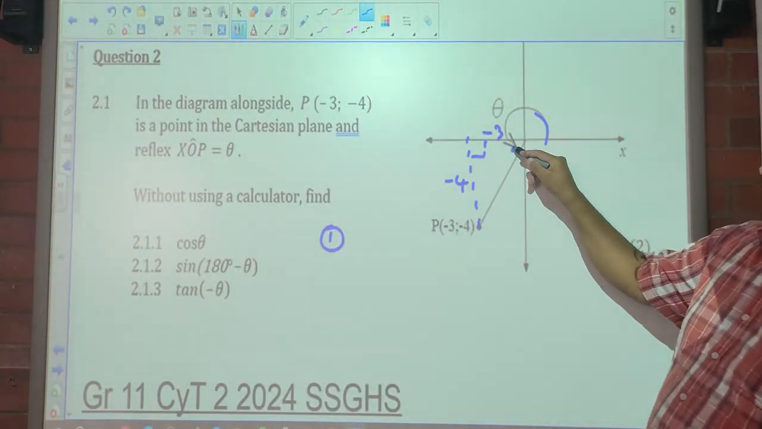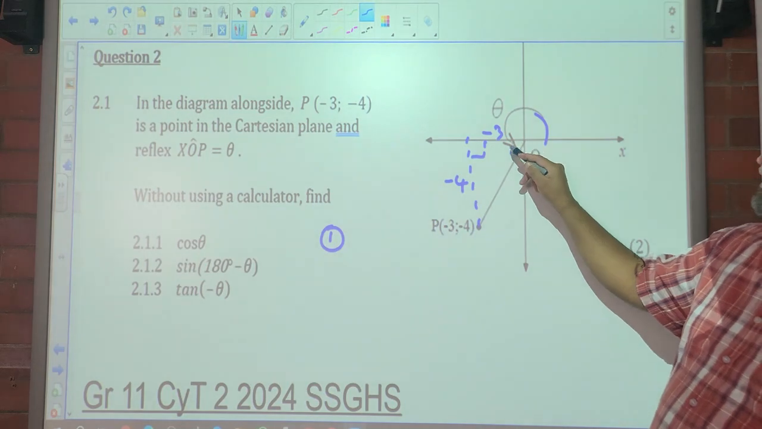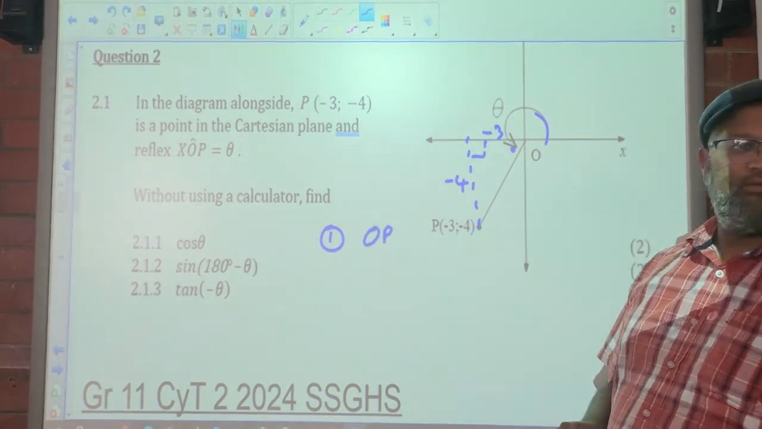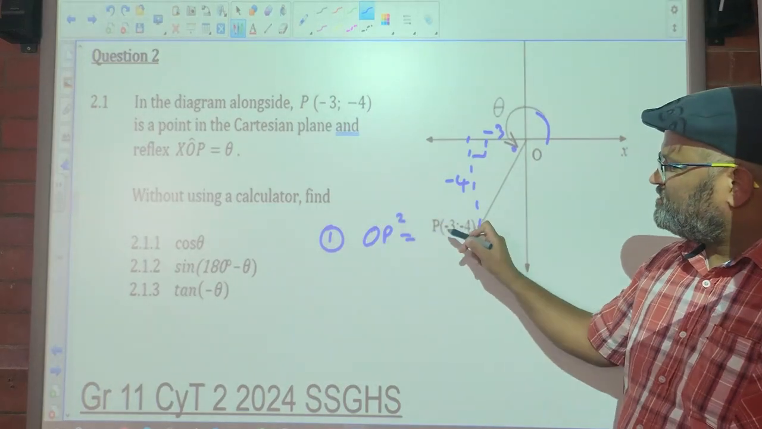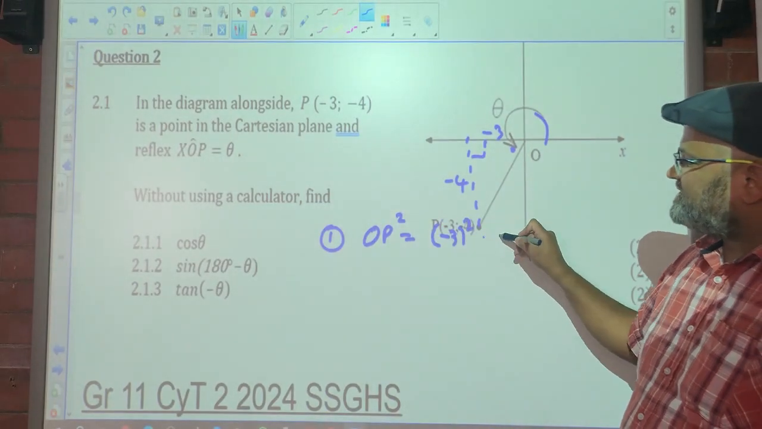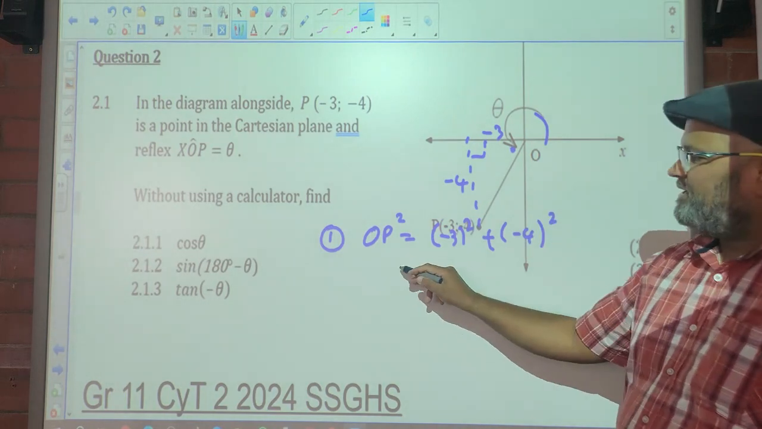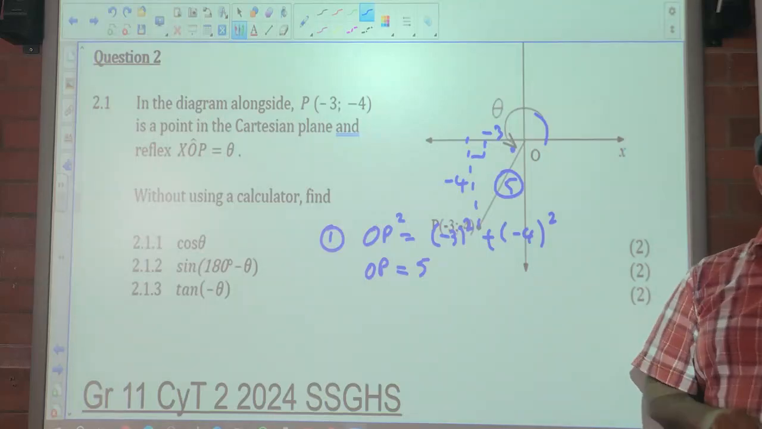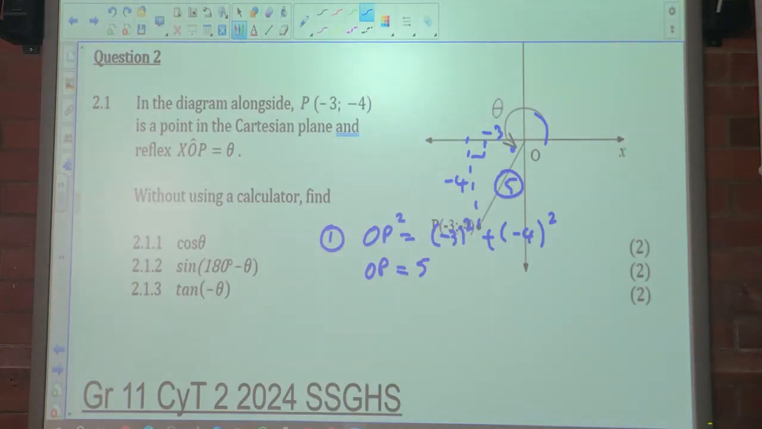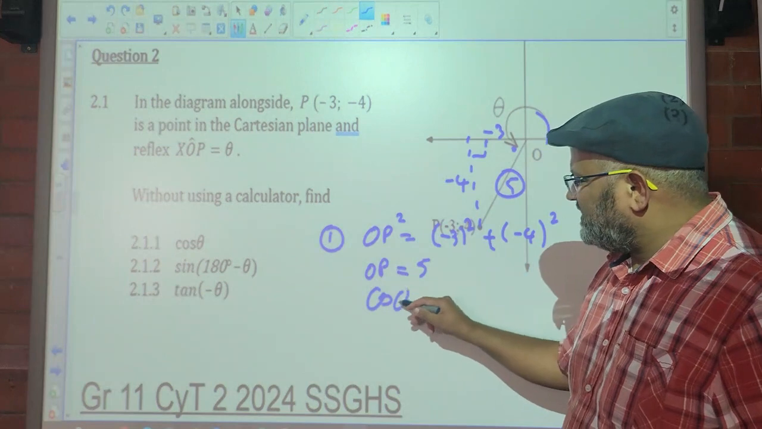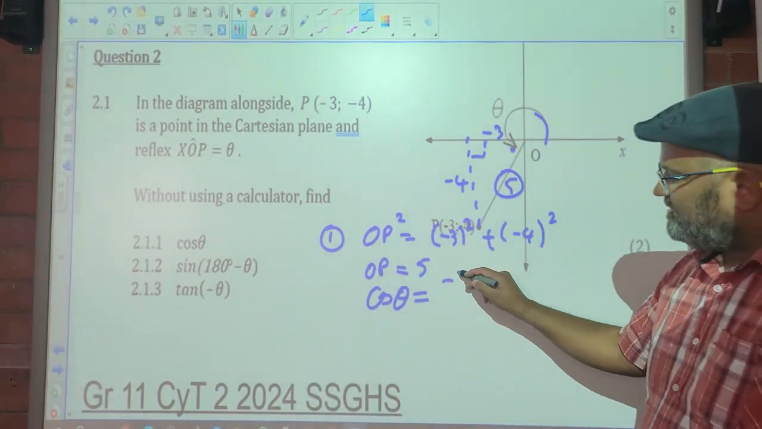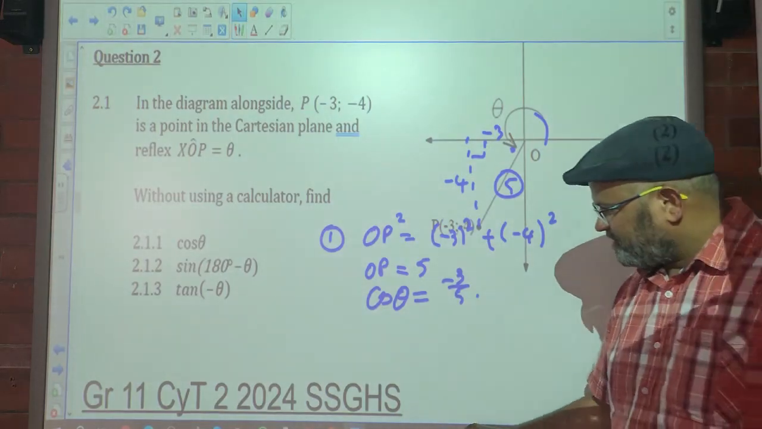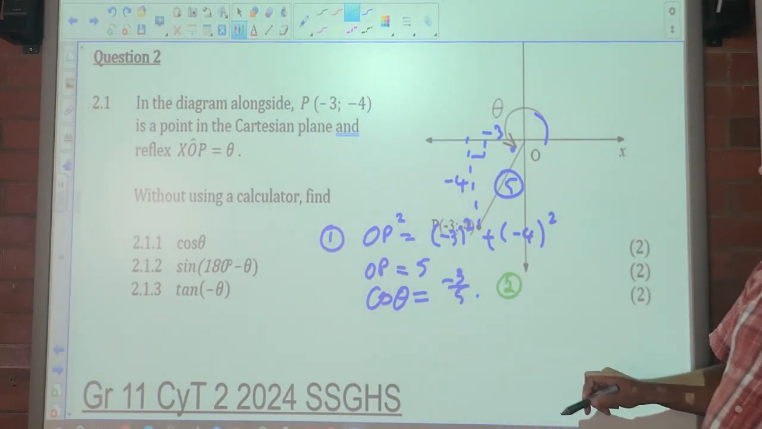So cos, remember that's my reference angle. What does cos stand for? Adjacent over hypotenuse. In other words, I need OP. OP is your hypotenuse. So OP squared is equal to negative 3 squared plus negative 4 squared. Using the Pythagorean theorem, OP works out to be 5. Remember, that can't be negative. So cos theta is adjacent, which is negative 3, over hypotenuse, which is 5. Easy.